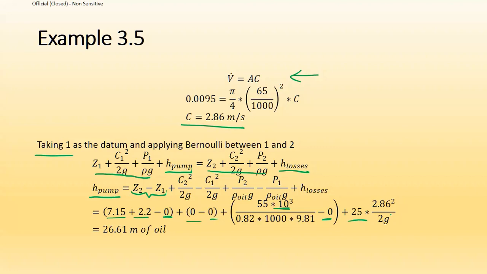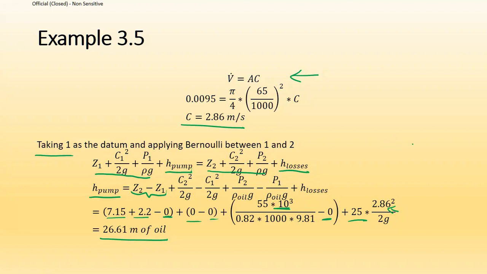So it's 25 times C squared over 2g. C squared, we found it to be 2.86. This will give me 26.61 meters of oil. So what we have here, ladies and gentlemen, is the pump head of the pump. What does it mean? It means that this pump has the equivalent energy to pump oil to a height of 26.61.